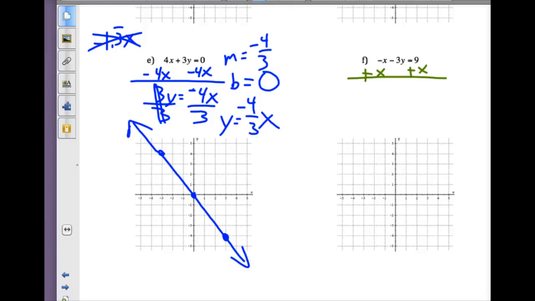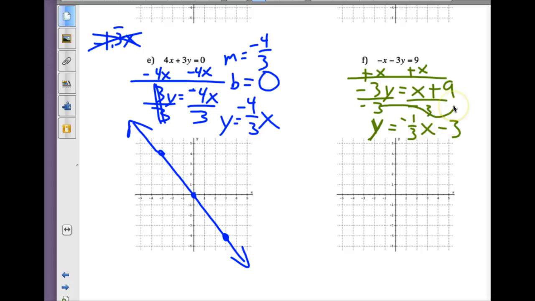Colin, what does each side now say? Negative 3y equals x plus 9. Nice. Divide by 3, both sides. Divide by negative 3. Thank you, Colin. And then m equals negative 1/3, b equals negative 3. Well, give me the equation. I need the answer. y equals negative 1/3 x plus negative 3, or minus 3. Minus 3 or plus negative 3, does not matter. Great question.